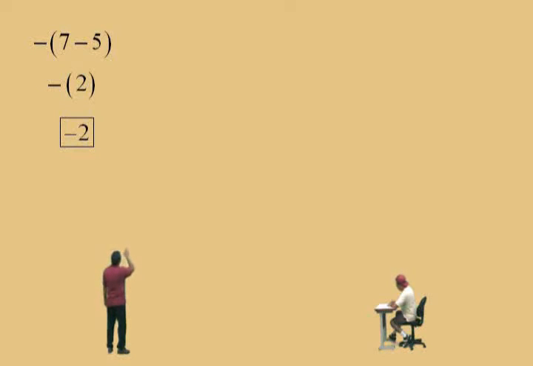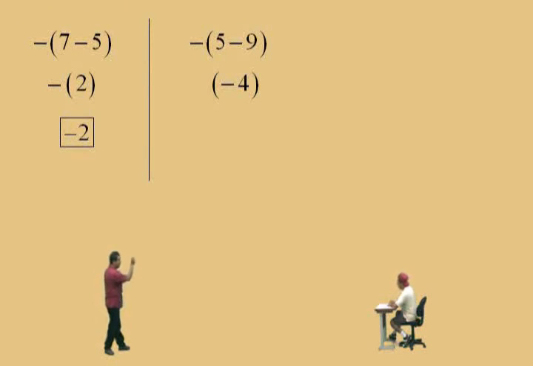Now, here we have a difference with a negative sign out front, or an opposite. What's 5 subtract 9, Charlie? Negative 4. That's done in the parentheses. Bring down your opposite or negative sign. And what's the opposite of negative 4? It's 4. Positive 4, or double negative, however you want to think of it. Your answer is 4.